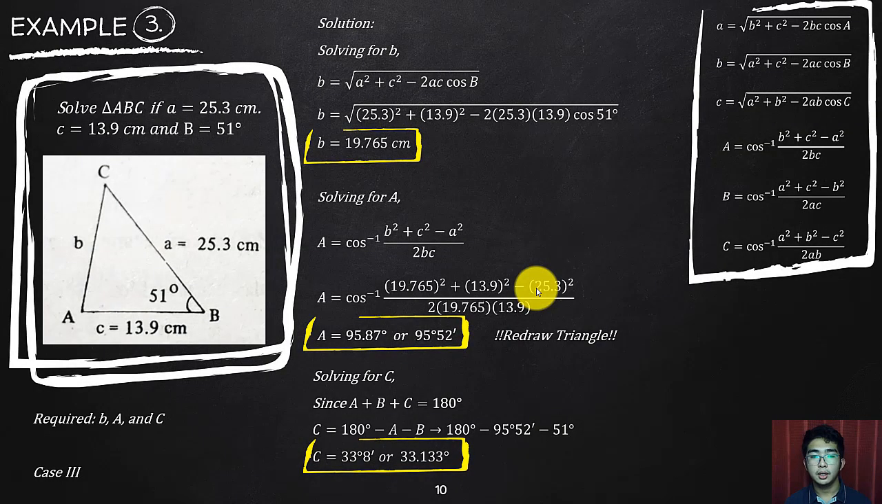Okay, let's start with case 3. Solve for the triangle ABC if side A is 25.3, side C is 13.9, and angle B is 51 degrees. Okay, so this is a rough sketch of the triangle. What do you mean by rough sketch? Because we don't really know the shape of the triangle yet.